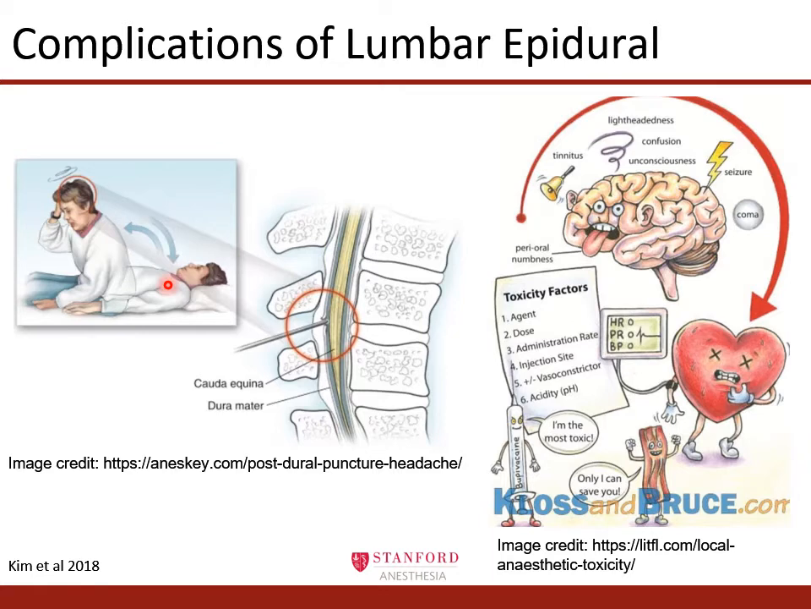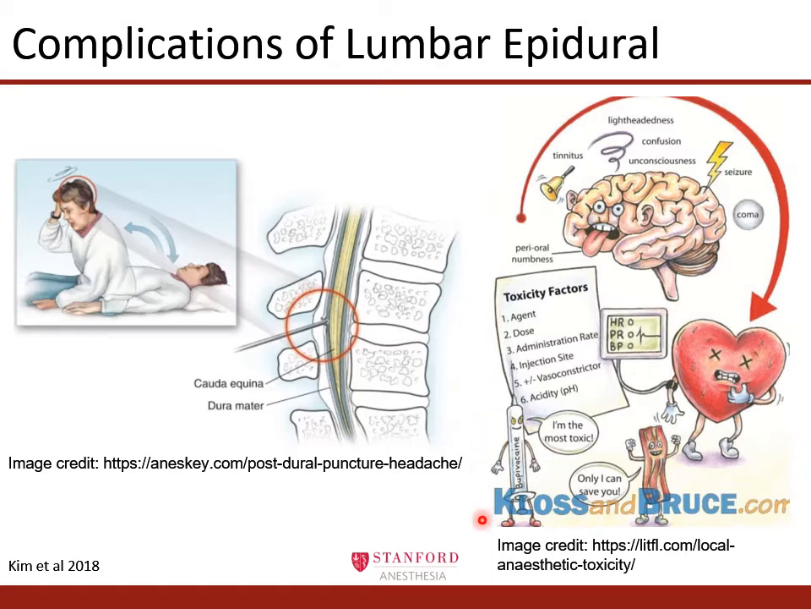An inadvertent dural puncture can also include an inadvertent intrathecal injection, which can present as a high spinal. So the symptoms of that would include hypotension, bradycardia, and potentially apnea. Treatment for this includes IV fluids and vasopressors for the cardiovascular complication, and potentially invasive airway management.